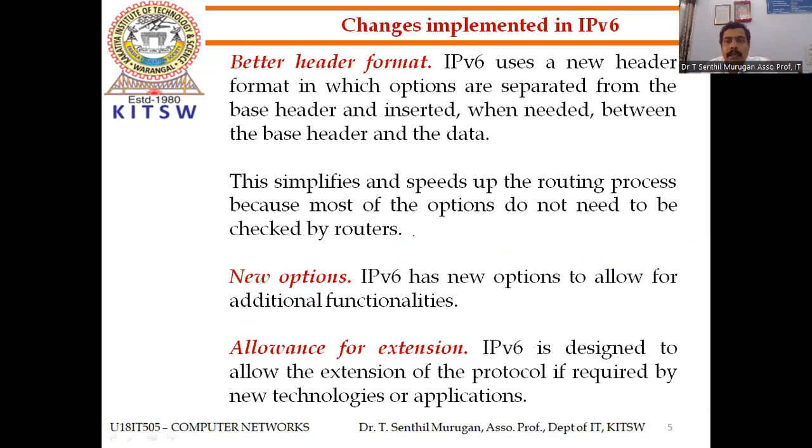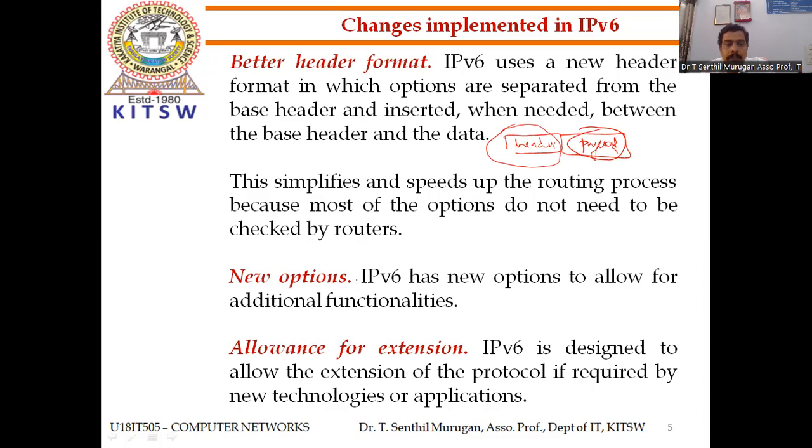So next one is the better header format. The header format we saw for IPv4, now we are going to see for IPv6. In IPv6, there is a header, and the header will have two portions. One is for the header, another one is for the data payload. So for this payload, no router will see the data. Only the header will be processed. That's why it is a good format in IPv6. There is no problem for routers.